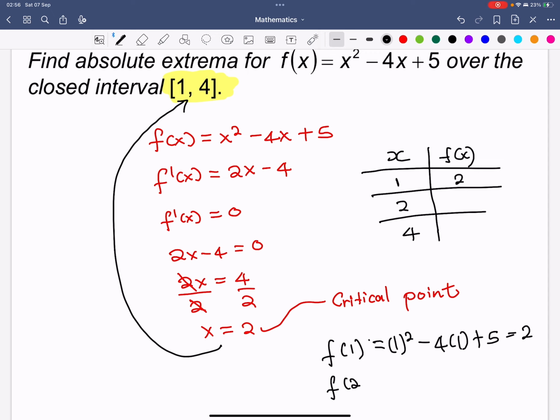And then the second part is to substitute f of 2, and that will be 2 squared minus 4 times 2 plus 5. What does this give us, guys? I'm putting it on my calculator. I'm getting 1.